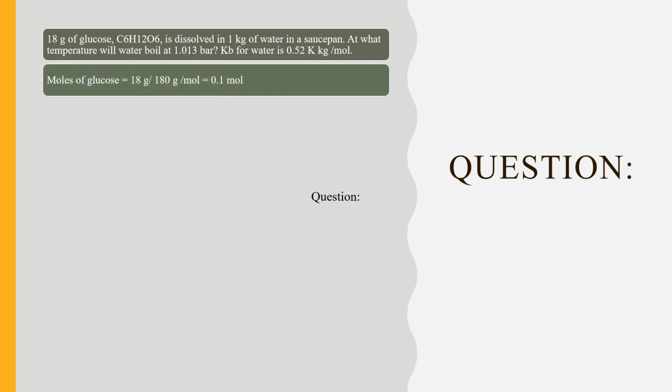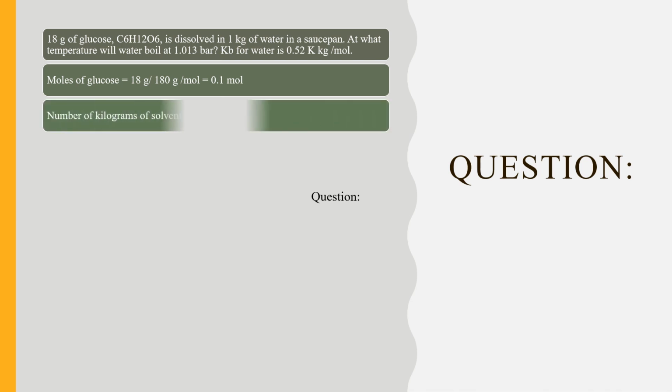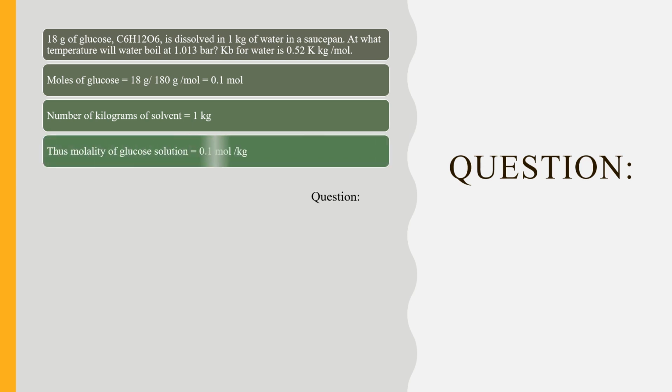Since the mass of glucose is given, from this the moles of glucose can be found out. Moles of glucose will be equal to 18 upon molar mass of glucose, that is 180. From this, moles of glucose comes to be 0.1 mole. The mass of solvent is 1 kg. Thus the molality of the glucose solution will be 0.1 mole per kg.